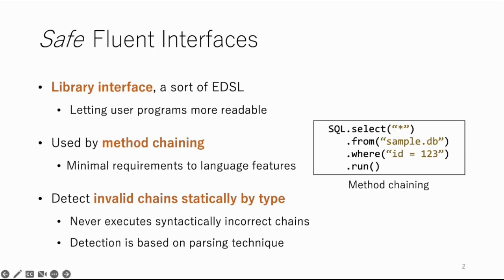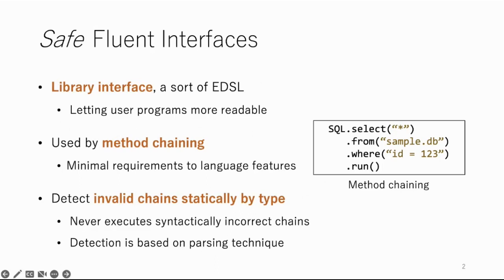The right figure is an example of method chaining. This code calls a library function that accesses a database and searches a column with its ID 123. I think you can read this program as if it is an SQL query. So one good point of a Fluent interface is that it is a sort of DSL, and a well-defined Fluent interface allows the programs to be readable.